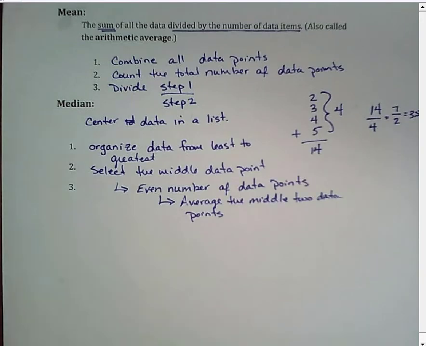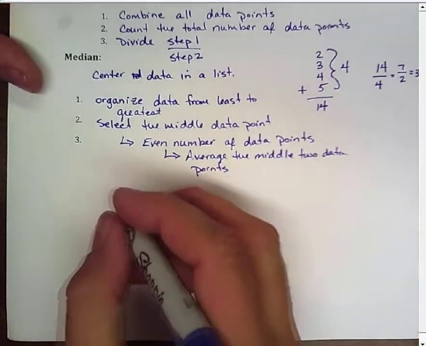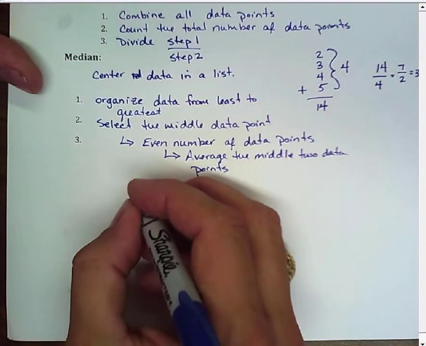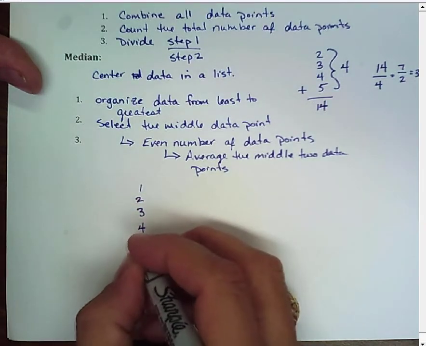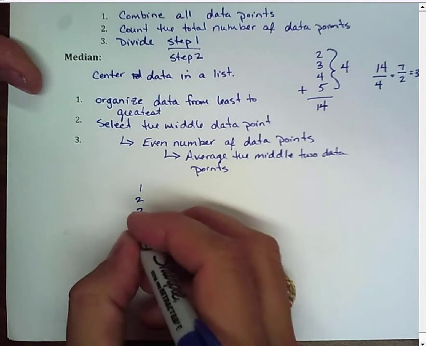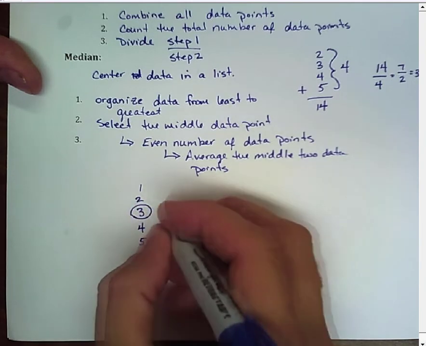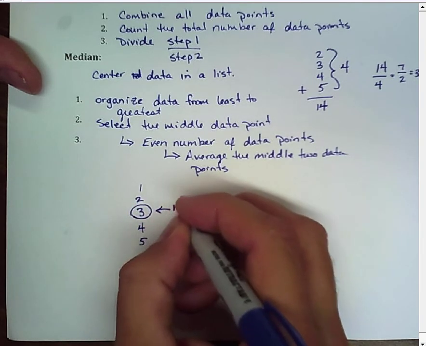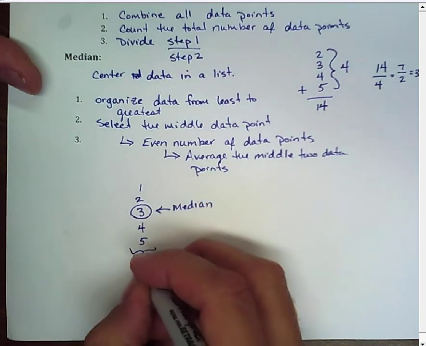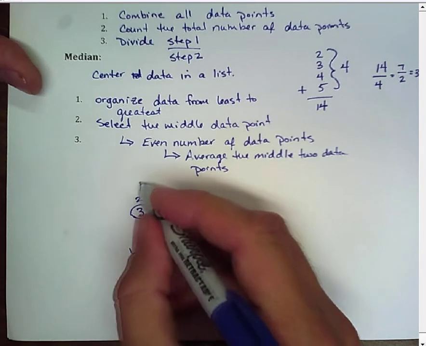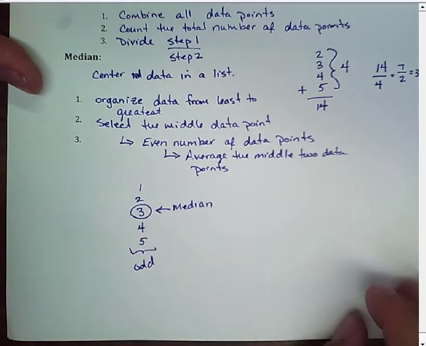So let me give you an example of what that looks like. If I have, let's say, 5 numbers, let's call it 1, 2, 3, 4, 5, my middle point here is pretty easy to find. That middle point is 3, and that's going to be my median, because it's odd. Since it's odd, I've got 2 on the top, 2 on the bottom, and then the 3 is in the middle.